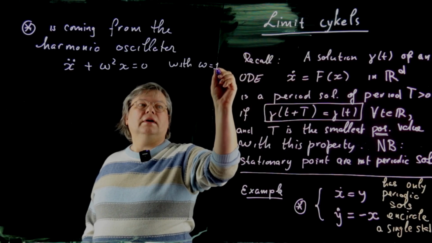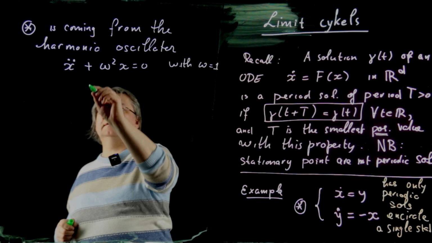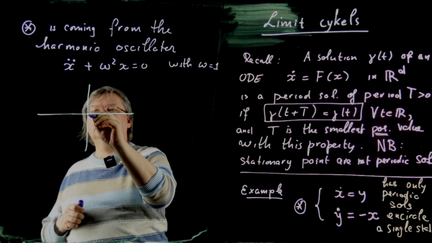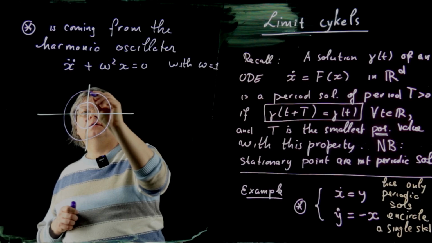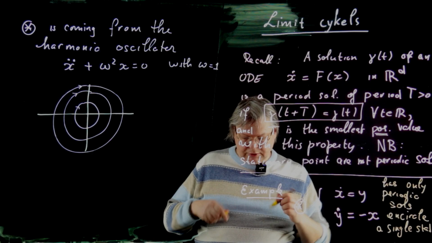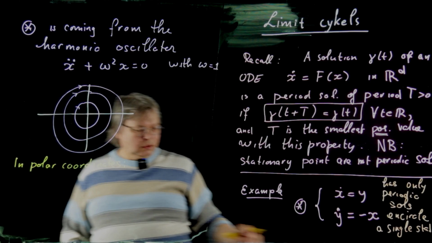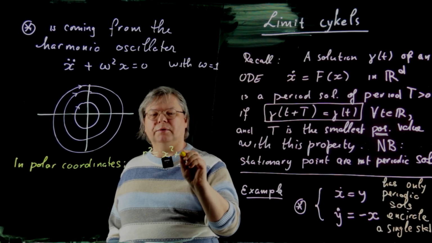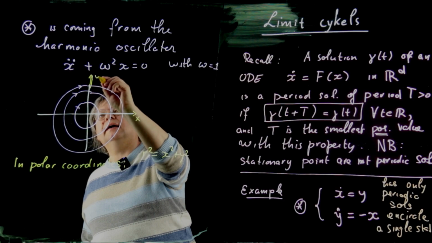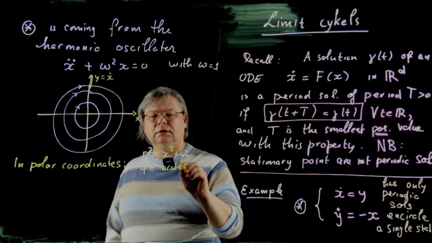Now let's just draw the phase diagram as well. That will look very simple. Just the axes here, and there is a stationary point in the middle, and all the other solutions are circles around it. Another way of looking at this is by means of polar coordinates. Okay, so r squared is the usual x squared plus y squared. This is the x axis, that is the y axis, and y is the same as x dot. And the other is the polar angle, that is the arctangent of y divided by x.